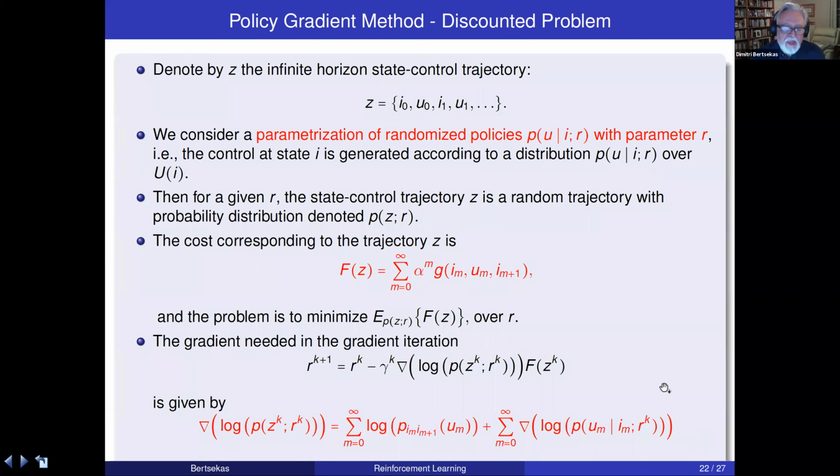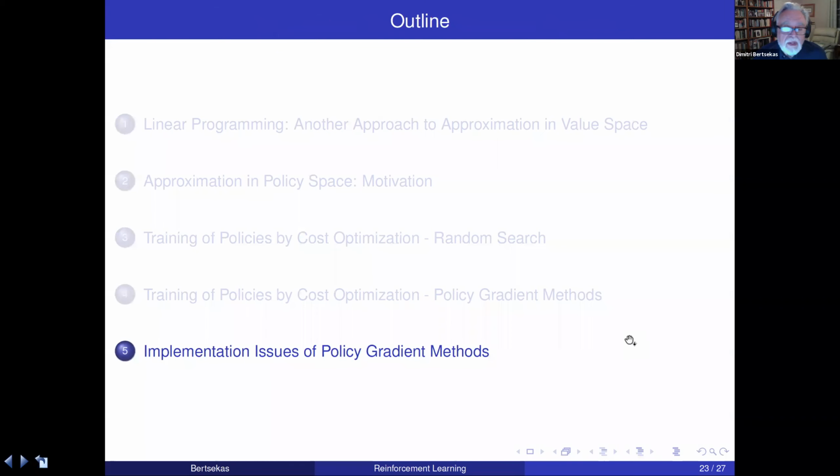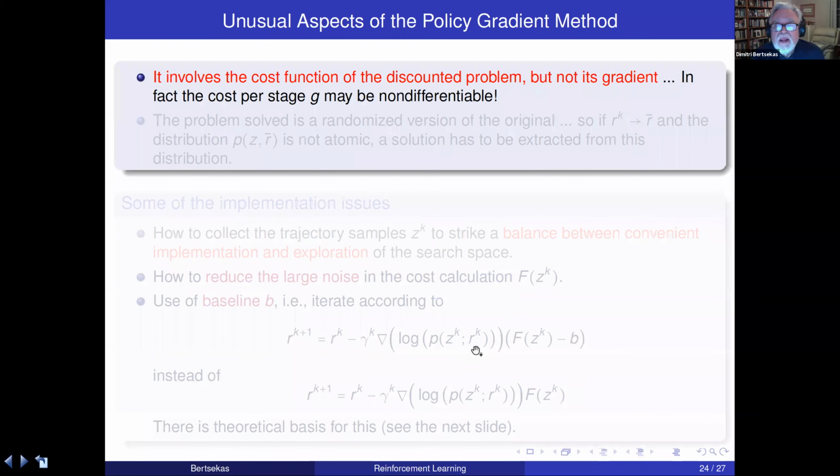So let me go into the discussion about some of the practical implementation aspects of this kind of method, which, as I said, is very popular. Implementation issues. Some unusual aspects: it involves the cost function of the discounted problem, but not its gradient. The cost per stage does not have to be differentiable.